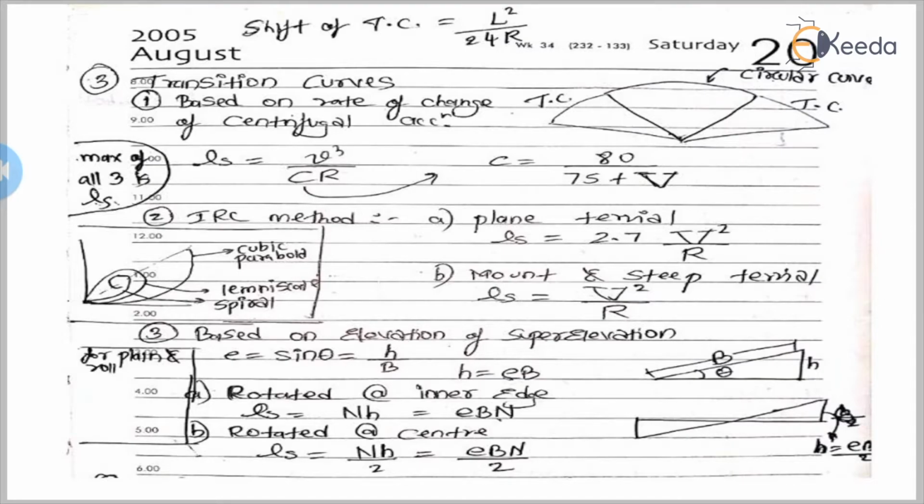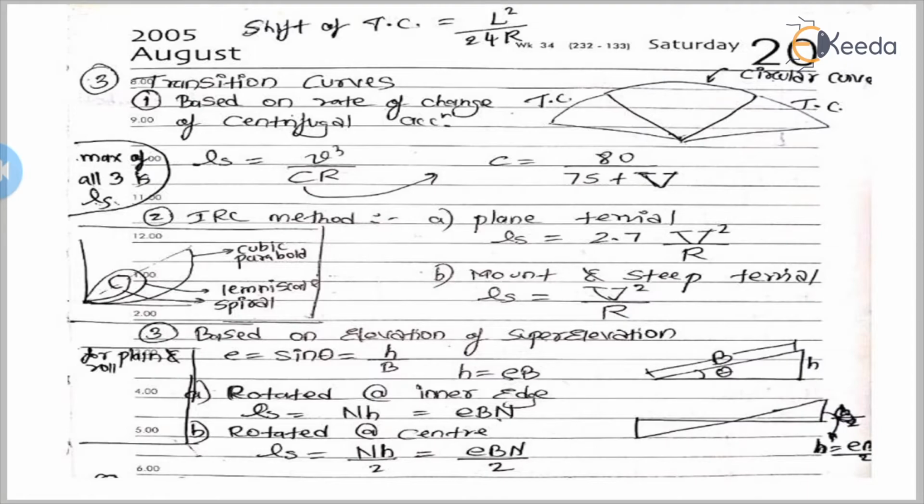First we will study the one based on the rate of change of centrifugal acceleration. As in the diagram beside you, at the center there is a circular curve and the transition curve is on either side. So Ls, the length of transition curve, is equal to V cube upon CR. Here V is in meter per second. C is the centrifugal acceleration, C is equal to 80 upon 75 plus V, where here V is in kmph.